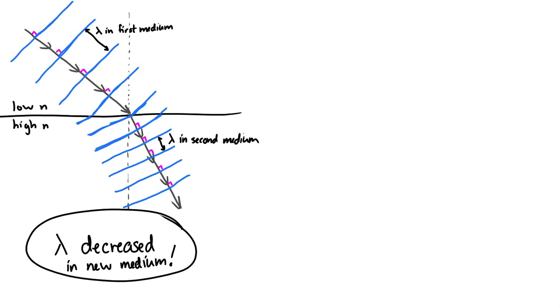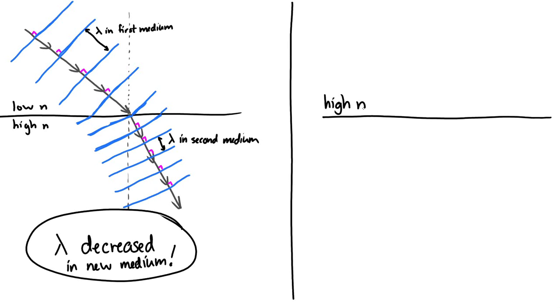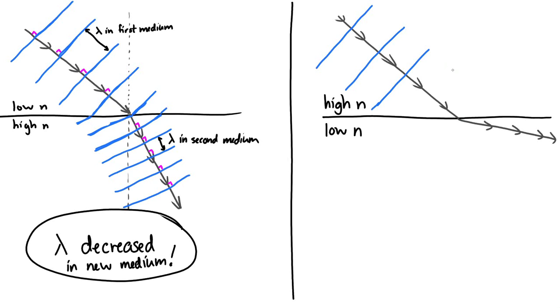Now, if I went from a high index of refraction to a low index of refraction, this is what the rays would look like. And now let's draw in some wavefronts. Remember, wavefronts are always perpendicular to the ray, and in a single medium, they're always equally spaced. So if I do that, if I follow the rules, you'll see in the new index of refraction, in the new medium, the wavelength has now increased.